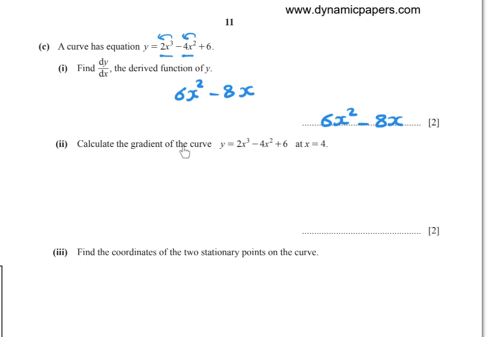Calculate the gradient of the curve y equals x^3 minus 4x^2 plus 6 at x equals 4. The gradient at x equals 4, so put x equals 4 in dy/dx, because dy/dx is the gradient at any point. So at x equals 4, put x equals 4. So 6 times 4 squared minus 8 times 4 equals 64.